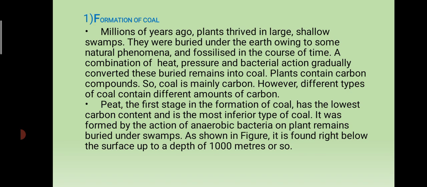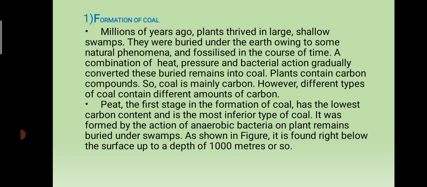Millions of years ago, plants thrived in a large shallow swamp. They were buried under the earth owing to some natural phenomena, and fossilized in the course of time. A combination of heat, pressure, and bacterial action gradually converted these buried remains into coal. Plants contain carbon compounds, so coal is mainly carbon.